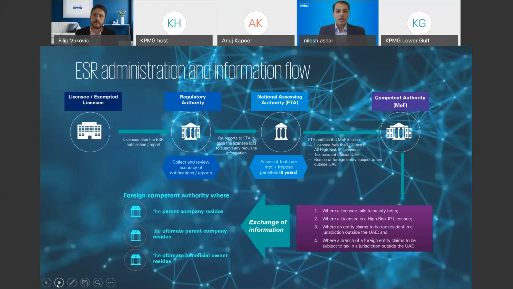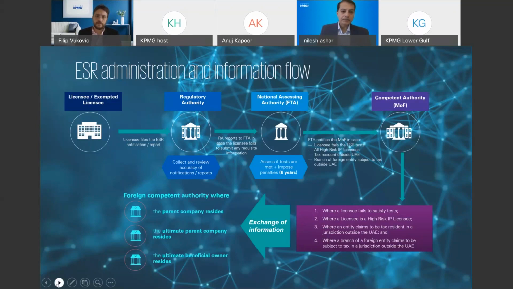But the National Assessing Authority, which is the FTA, will now be responsible for conducting the assessments on the economic substance tests, administering penalties for non-compliance, dealing with any appeals, and also reporting to the Ministry of Finance with regard to licensees that have failed the economic substance test, those that are high-risk IP licensees, and those that are claiming exemption by virtue of being tax resident outside the UAE. And then, of course, as per the original rules, the Ministry of Finance will share that information with tax authorities in the foreign jurisdictions.